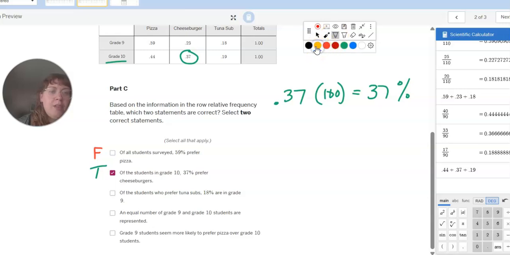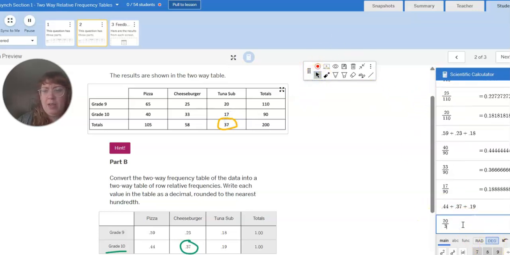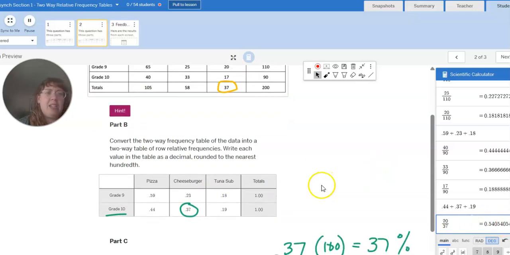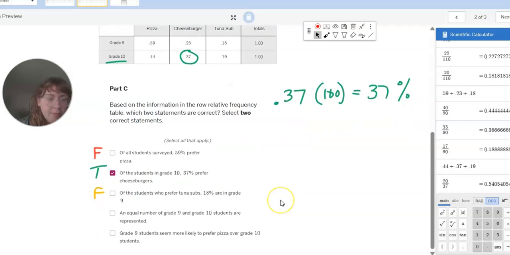Next one, of the students who prefer tuna subs, 18% are in grade 9. Of the students who prefer tuna subs, that's 37. So that would be 20 divided by 37, which is not 18%. That's looking at a column frequency, not a row frequency, so that's false.